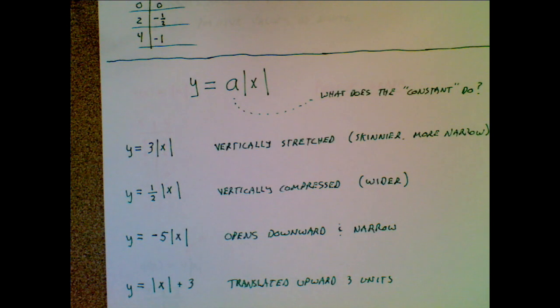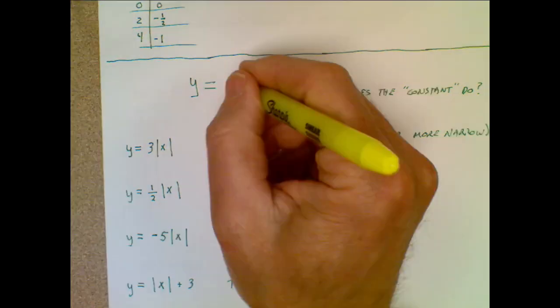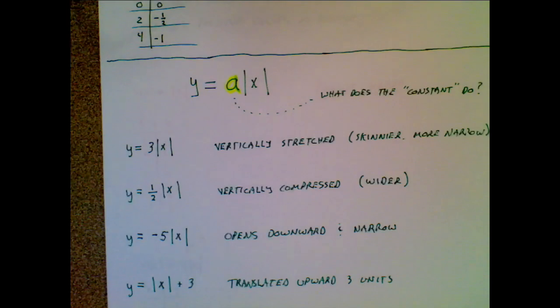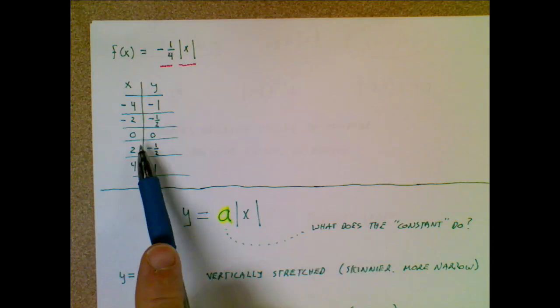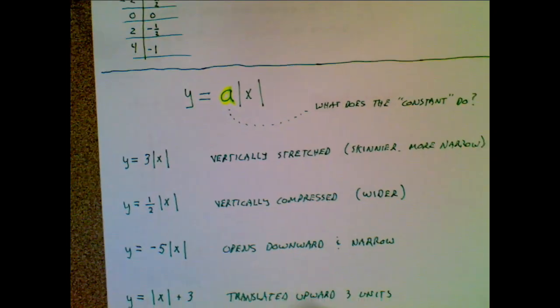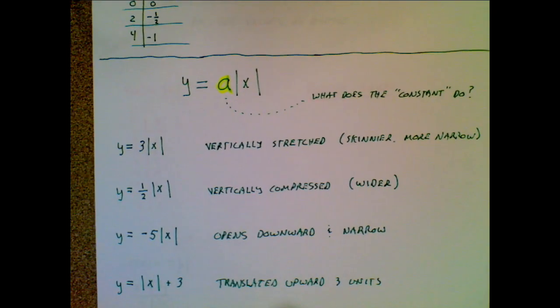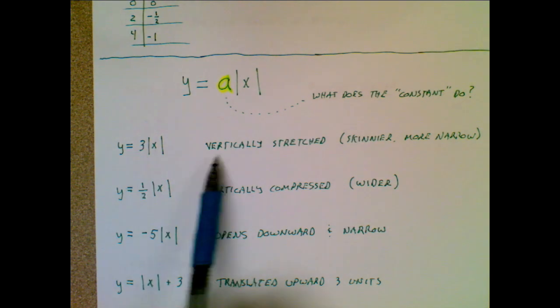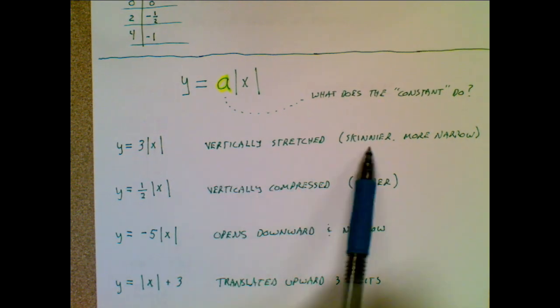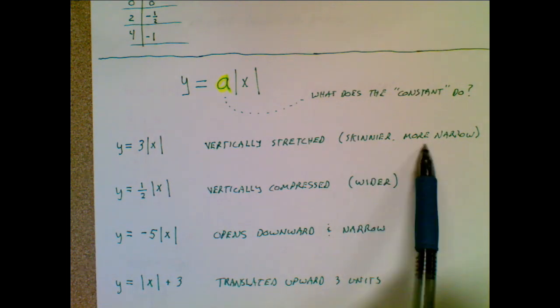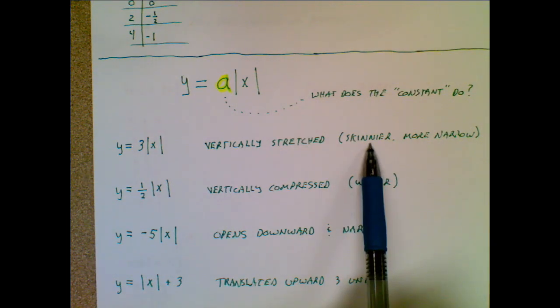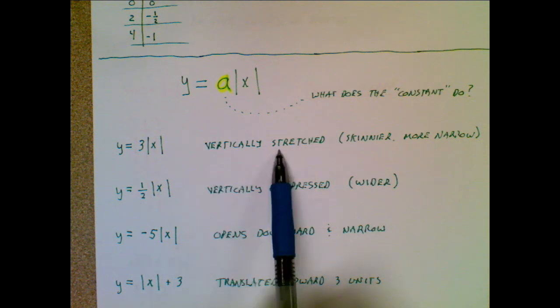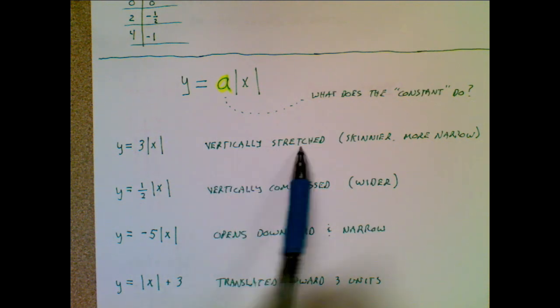So based on those graphs that we've seen compared to the parent graph, we realize that this a, this coefficient out in front, does something. So you can always go ahead and make a table and graph it to find out, but this is a shortcut if you can put this into your brain. When the coefficient a is greater than 1, they call it a vertical stretch, but to your eyes, the graph looks skinnier or more narrow. Think of taking the parent graph and stretching it vertically. When you stretch it vertically, it will get skinnier.